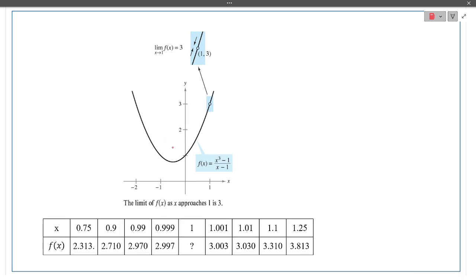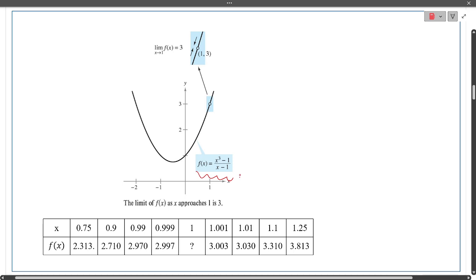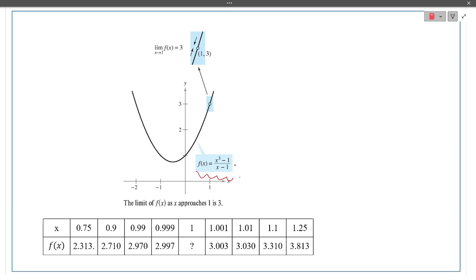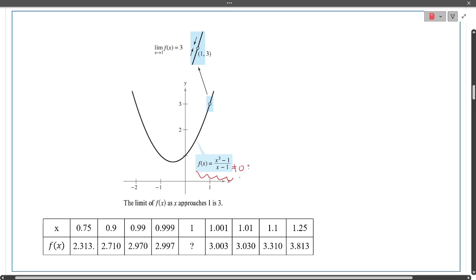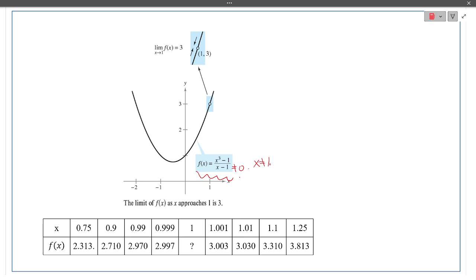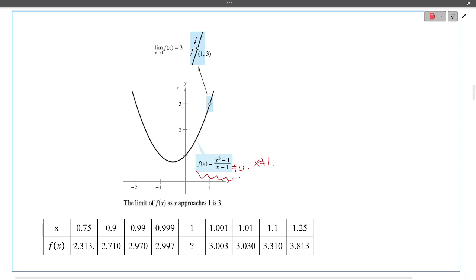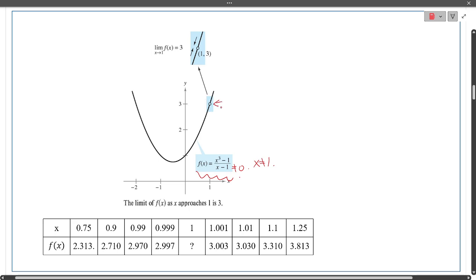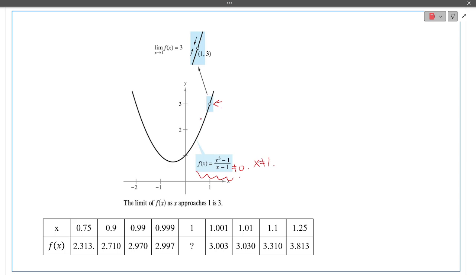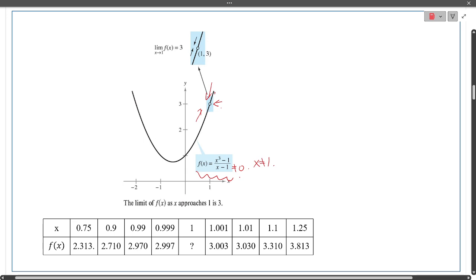This function is a rational function. For rational functions, the domain requires that the denominator cannot be zero. So this function is defined only when x is not equal to 1. Therefore, there is an undefined point at x equal to 1, meaning x can never equal 1. Although x can never actually reach 1, we can study how the function behaves as x approaches 1. So let's take a look at the following table together.